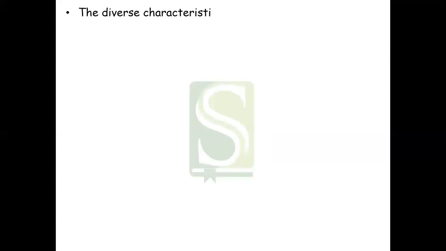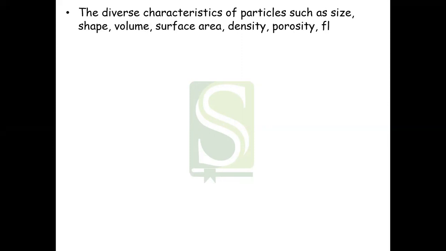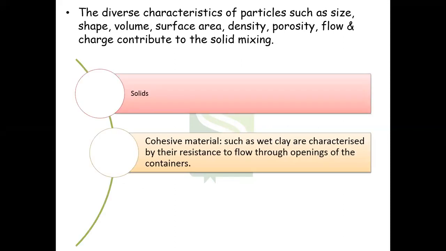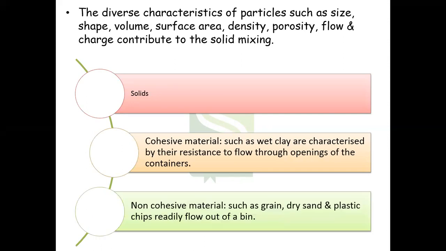The diverse characteristics of the particles, such as size, shape, volume, surface area, density, porosity, flow, and charge, contribute to the solid mixing. So in solids, there are two types of solids. The first is cohesive materials such as wet clay, characterized by resistance to flow through the openings of the containers. And non-cohesive materials, which include grain, dry sand, and plastic chips, readily flow out of a bin.